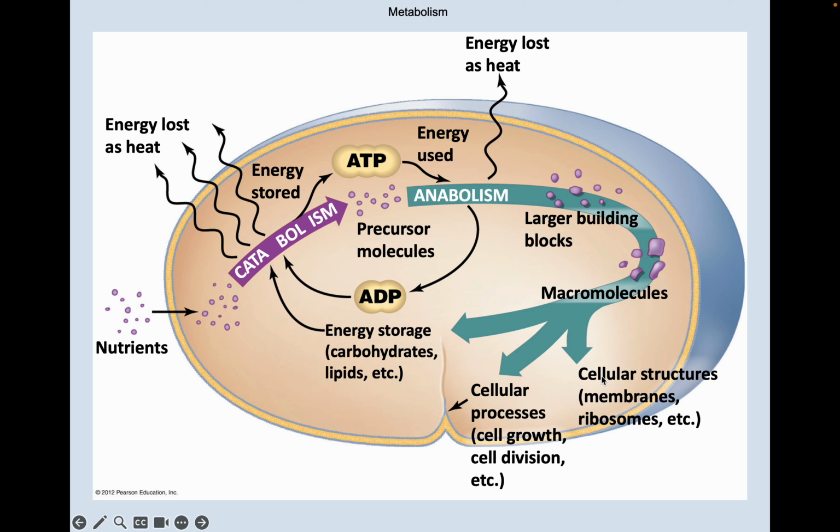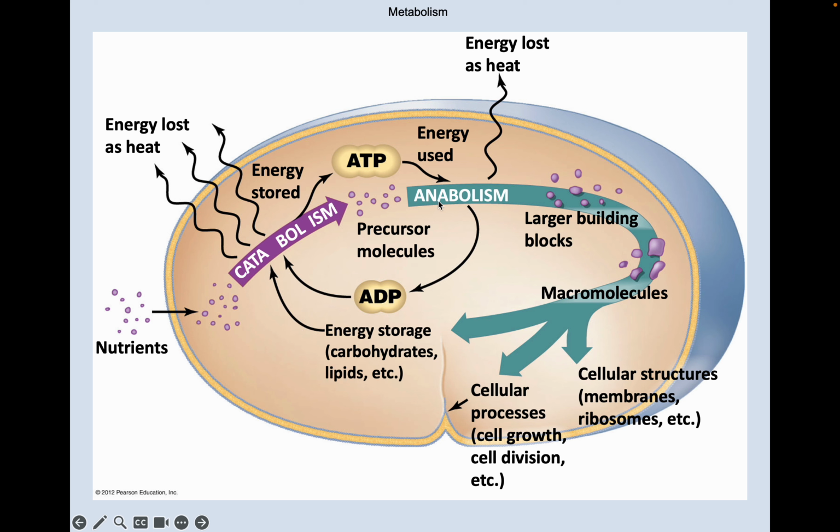They might build cellular structures like membranes or ribosomes. They could be used for cellular processes like cell growth and division. Or they could be used to create energy storage molecules like carbohydrates and lipids. Now, when catabolism occurs, we're getting more energy here. All right, nutrients are coming into the cell, more food, right? That food gets broken down to form more ATP.